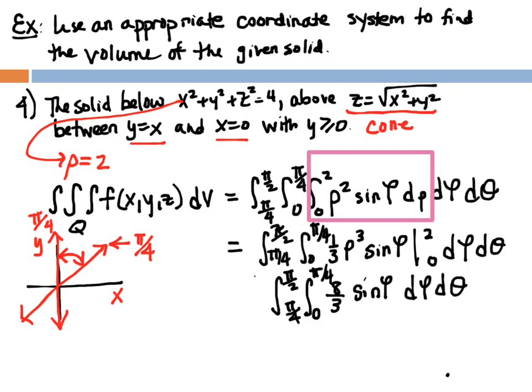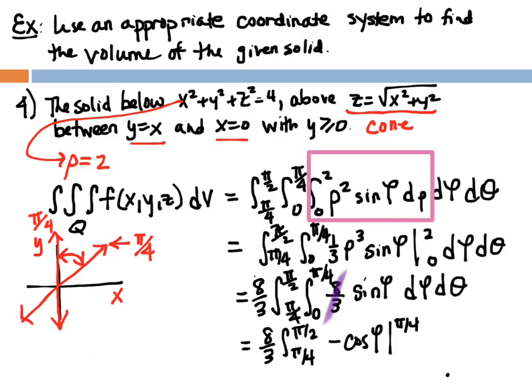Okay, I think I got all the details in there. Let's double check on that, but I believe I've got all the details in there now. The 8/3, of course, can come out in the front, so if you'd like, we can go ahead and move that to the beginning, just to make things a little bit cleaner. The antiderivative of sine phi, which is something we've already done, is going to be negative cosine of phi. And we're going to evaluate that at pi over 4 down to 0. And of course it's d theta at the end.